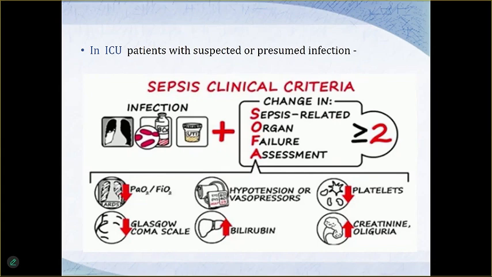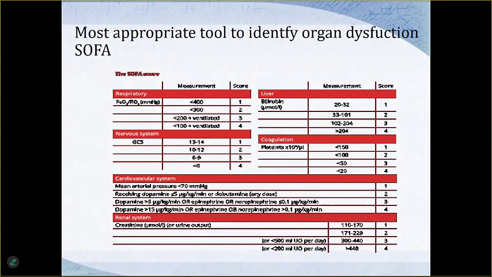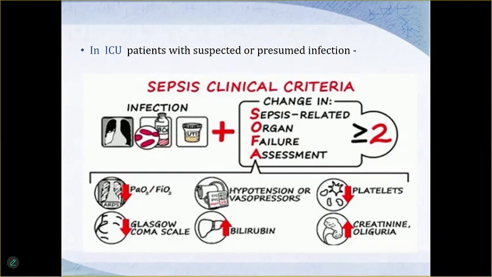The blood investigations that we talk about are, one, the arterial blood gas. Second, the liver functions. Third, the renal functions. Fourth, the full blood count, where we are talking about the platelet count. So we are assessing 6 organs. What are the 6 organs we are assessing? Respiratory system, cardiovascular system, central nervous system, liver functions, clotting profile, and renal functions.